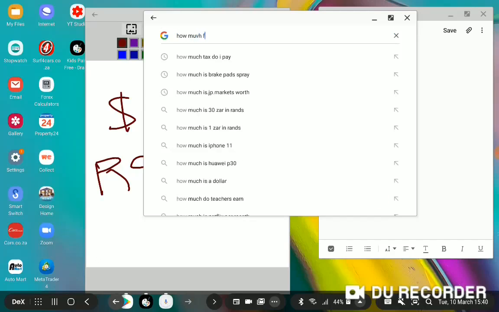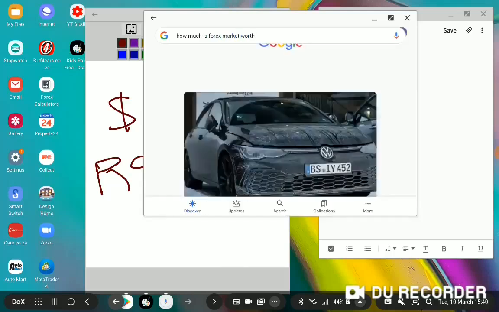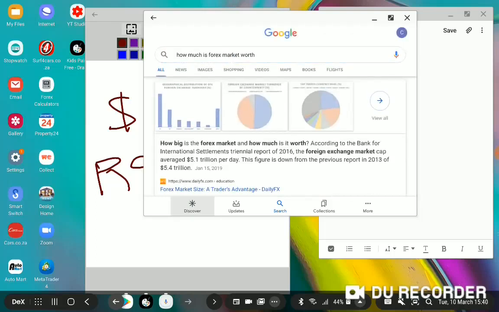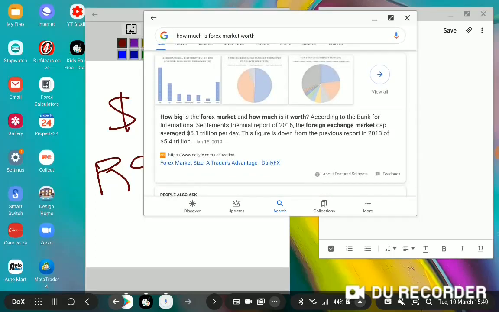How much is the forex market worth? Let's see. Now, how big is the forex market and how much is it worth? According to the Bank for International Settlements Triennial Report of 2016, that's the year which I started trading forex, the foreign exchange market averaged 5.1 trillion per day. This figure is down from the previous report of 2013 of 5.4 trillion, right?